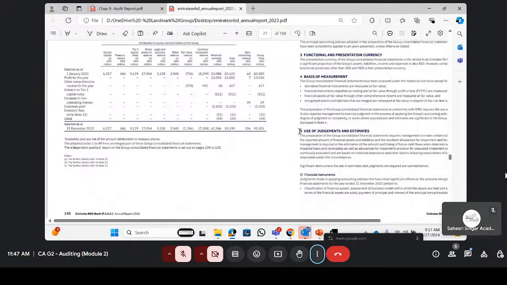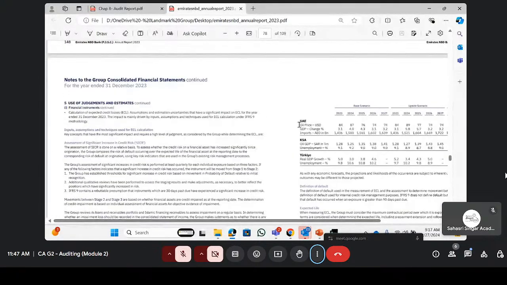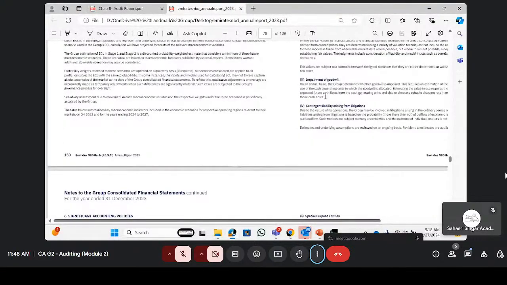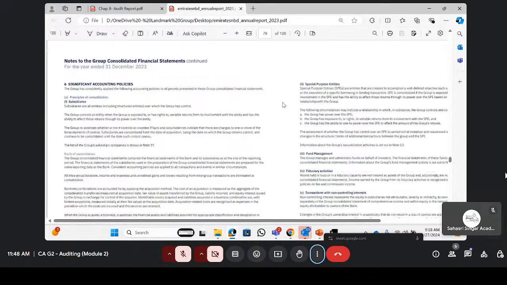See here the judgments and estimates. Each and every point in the notes to accounts, you are supposed to disclose, right from the judgments and accounting estimates, because this is the most important thing. Under this point, you have many things here. So you will come to know for whichever transactions they have taken judgments and estimates. See, this keeps on going. The most important are impairment of goodwill, contingencies, many things are there. So you will come to know where the assumptions are being taken.